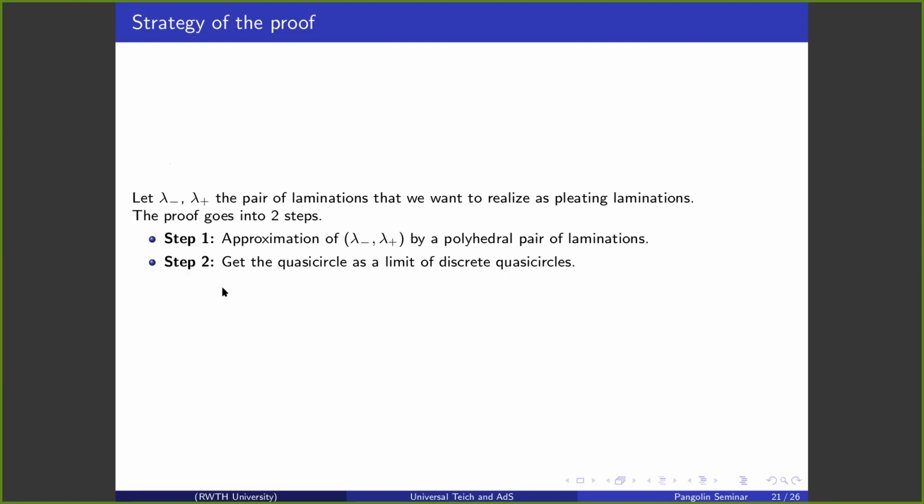There are two steps. The first step is that you want to approximate your laminations lambda minus and lambda plus by what is called a polyhedral lamination. I will tell you what I mean. And then I want to argue that by doing this polyhedral approximation, I also get an approximation of the quasi-circle that I'm looking for. This approximation of the quasi-circle takes the form of discrete quasi-circles, which I want to define. It's a funny little new notion, I believe, that we discovered along the way.